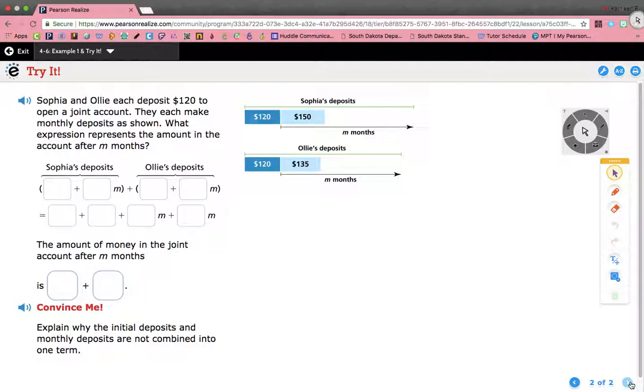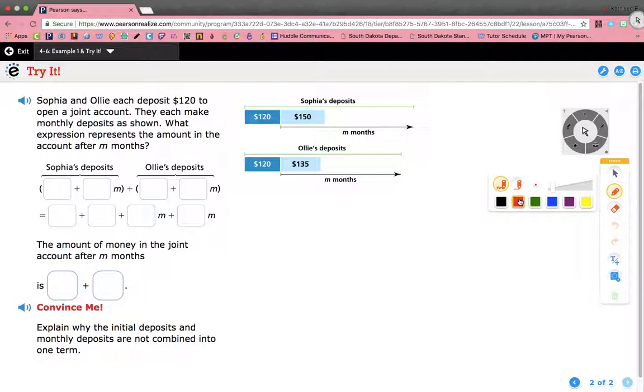All right, so here's another problem. Sophia and Ollie each deposit $120 to open a joint account. They each make monthly deposits as shown. What expression represents the amount of money after M months? So let's get, I can use my writing tool here. Okay, so Sophia deposits and Ollie deposits.